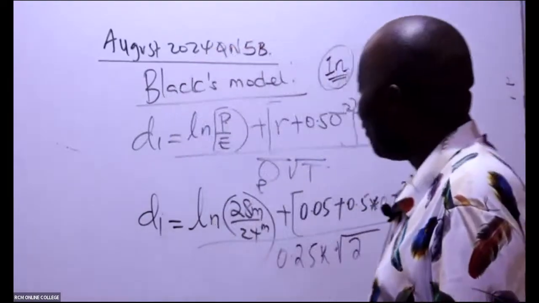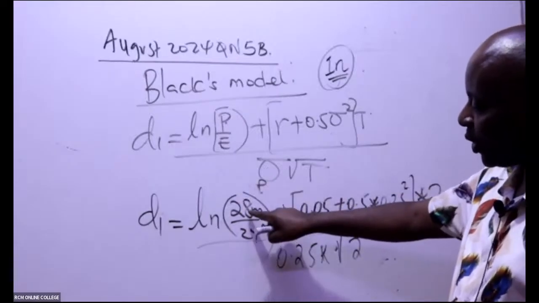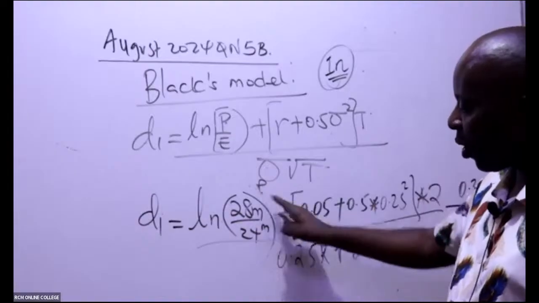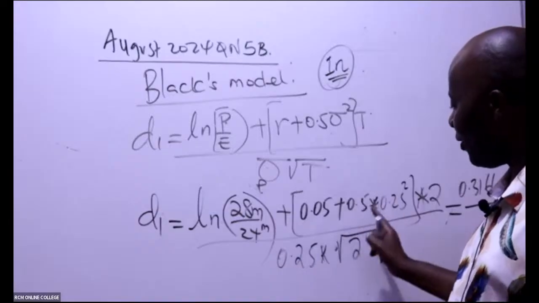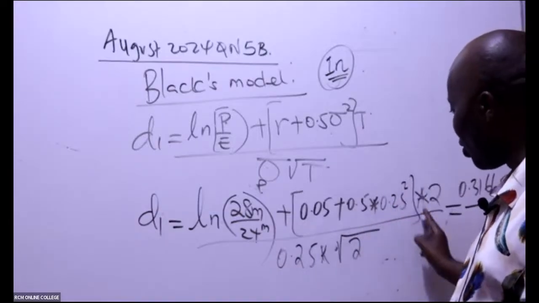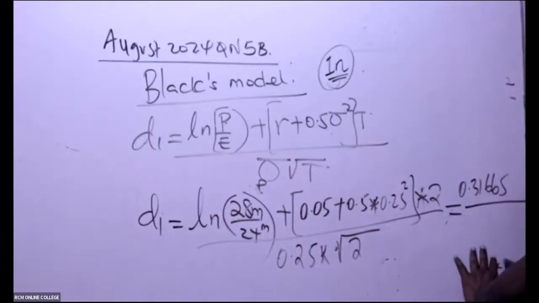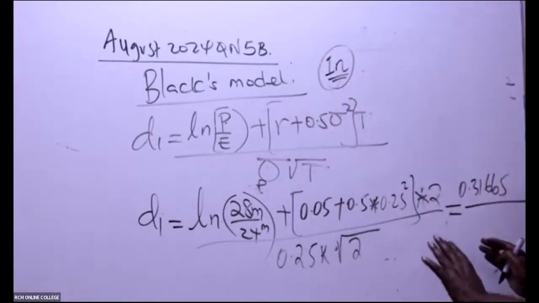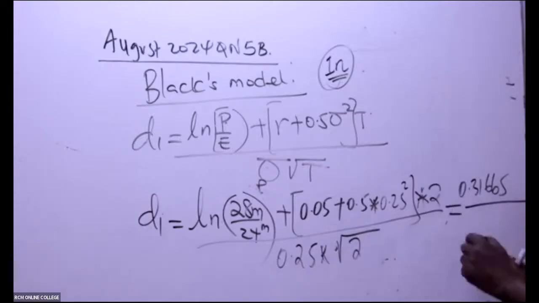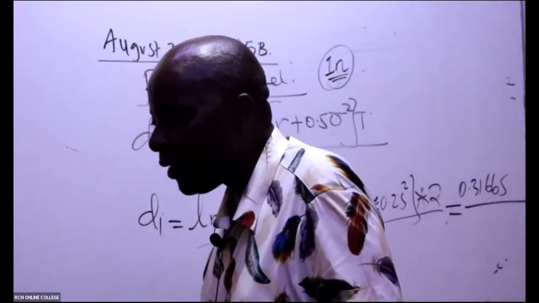All right? And then you pick, in this case here, that ln. Don't forget to put this in brackets. So then you say 28 million divided by 24 million, you close. Then you say plus, open brackets, 0.05 plus 0.5 times 0.25 squared, you close, times 2. Don't say equals anywhere in between. You can only say equals at the end of the day. So you're getting that 0.31665. How about the denominator? Are you able to give me the denominator value? 0.25 times root 2. What are we able to get there? 0.35355.